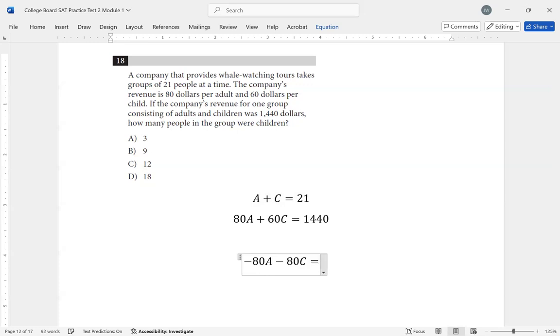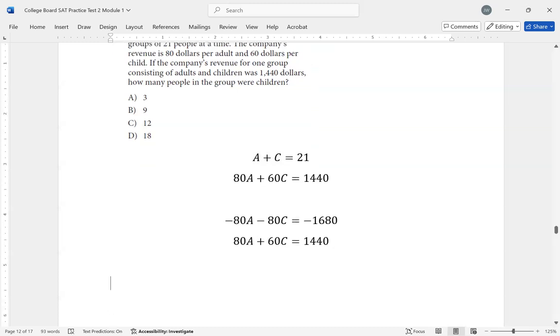When I multiply negative 80 on the left, I get negative 80A minus 80 times C. When I multiply negative 80 times 21, I get negative 1,680. And then the second equation I just keep as is: 80A plus 60C is equal to 1,440.